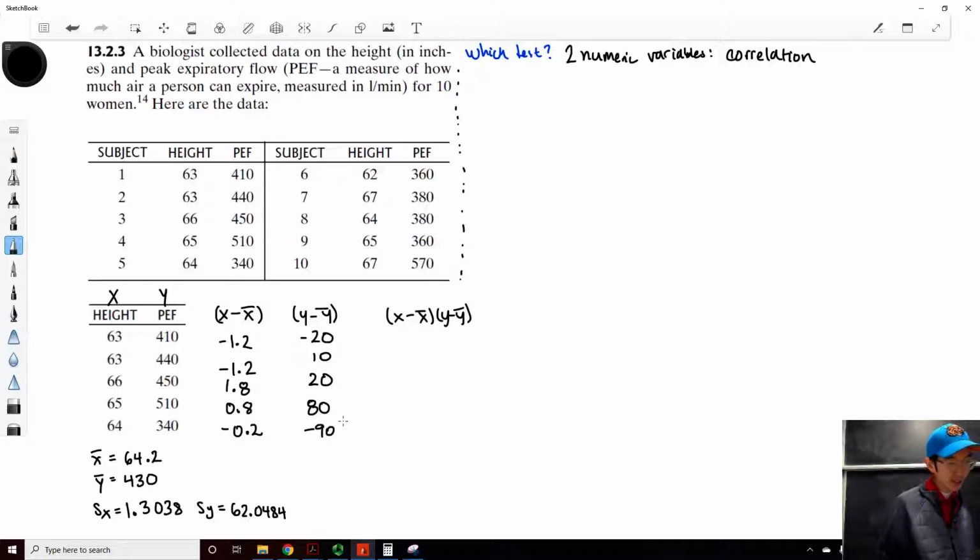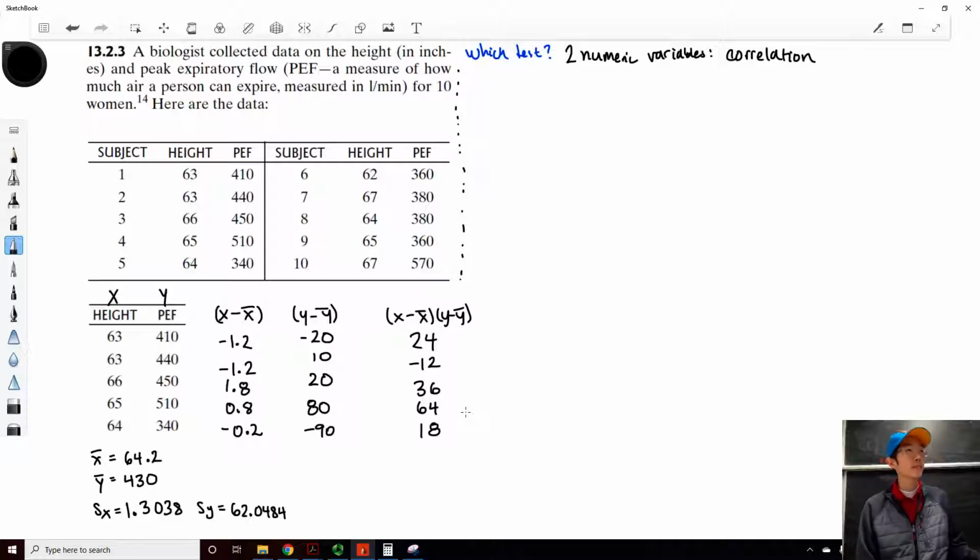Okay, and now we multiply. Okay, I'm not this good. Well, maybe I can do it. Okay, negative 1.2 times negative 20, that's positive 24. This will be negative 12. 20 times 1.8 is 36. 0.8 times 80 is 64. And negative 0.2 times negative 90 is 18. Oh, okay. That was nice.